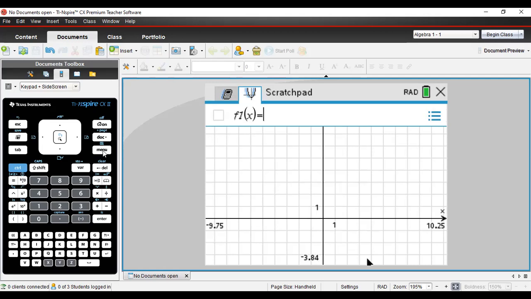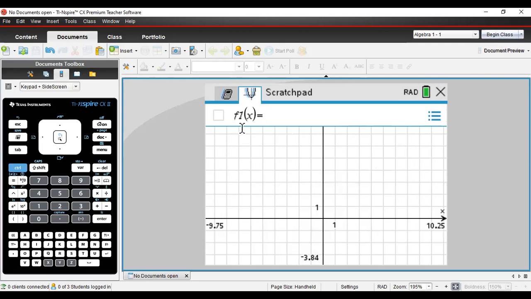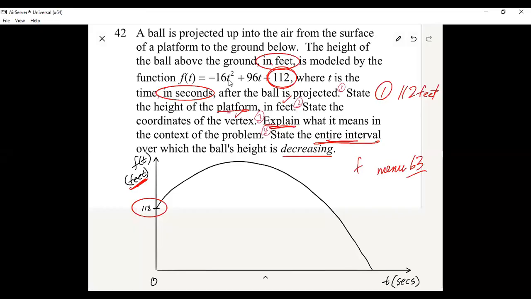To go back to function, you're just going to do menu 3, 1. All right, so it's in function mode. So now I'm going to leave it. Now you can't graph the t's. So this says f of t equal to negative 16 t squared plus 96 t plus 112. You can't put t's in. The only thing that you can graph for functions is x.